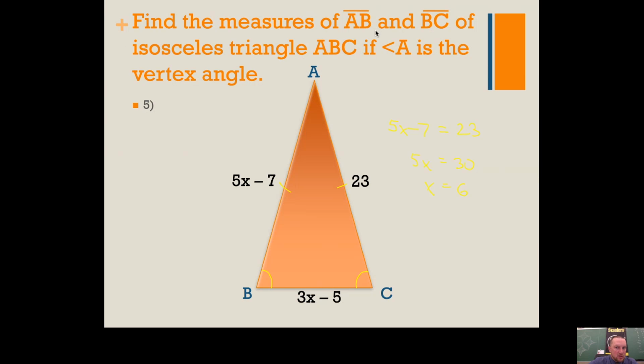Now, they wanted you to find the measures of these sides. Well, segment AB, obviously that's 23. Segment BC, that's your base. That's going to be 3 times 6, 18, minus 5. That's going to be 13.